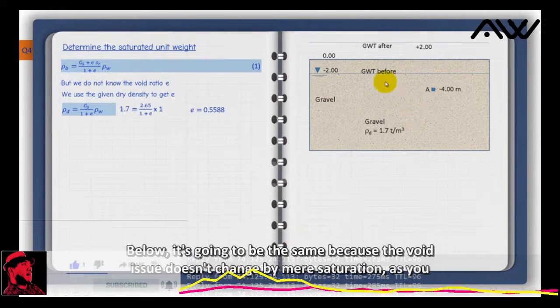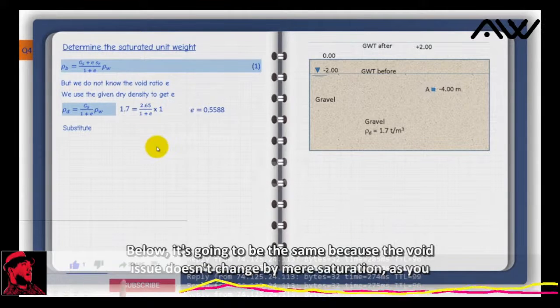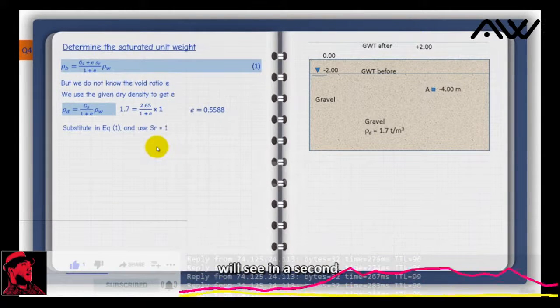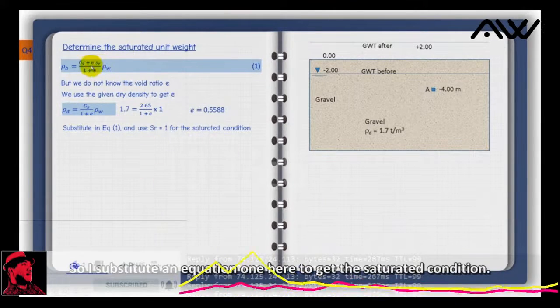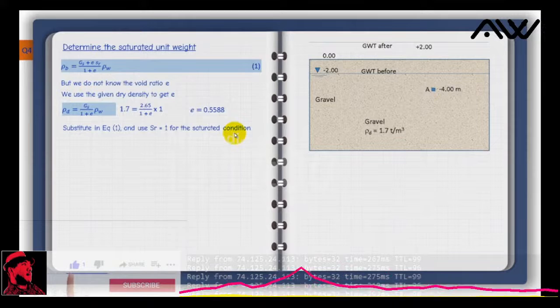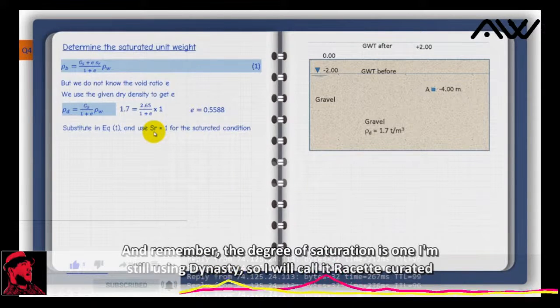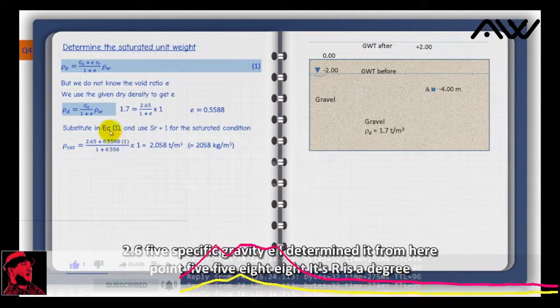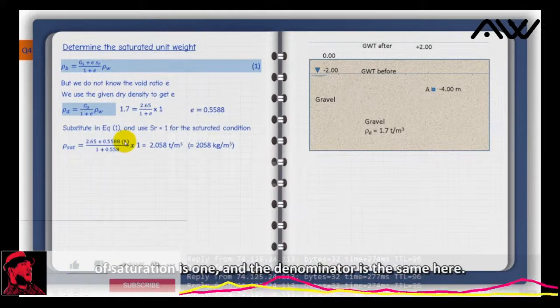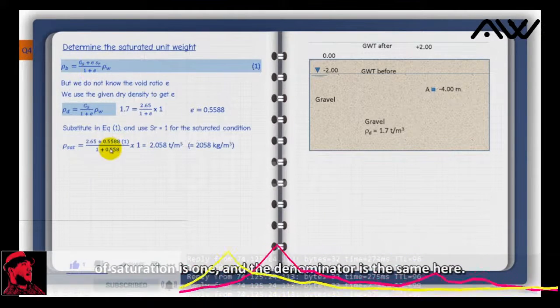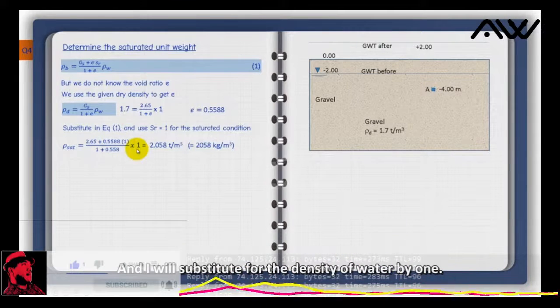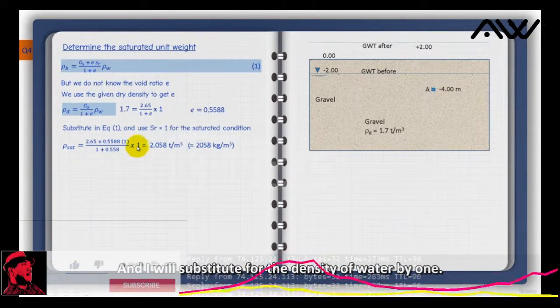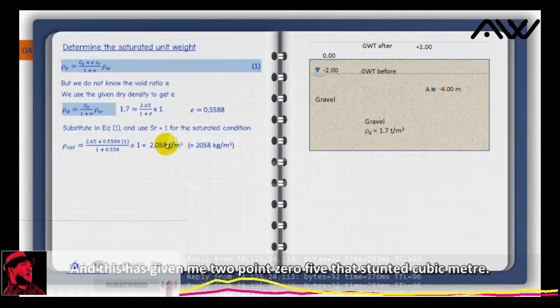Below, it's going to be the same because the void ratio doesn't change by mere saturation, as you will see in a second. So I substitute in equation 1 here to get the saturated condition. And remember, the degree of saturation is 1. I'm still using density, so I will call it rho saturated. 2.65 specific gravity. e, I determined it from here, 0.5588. S_r, the degree of saturation, is 1, and the denominator is the same here, and I will substitute for the density of water by 1. And this has given me 2.058, that's ton per cubic meter.